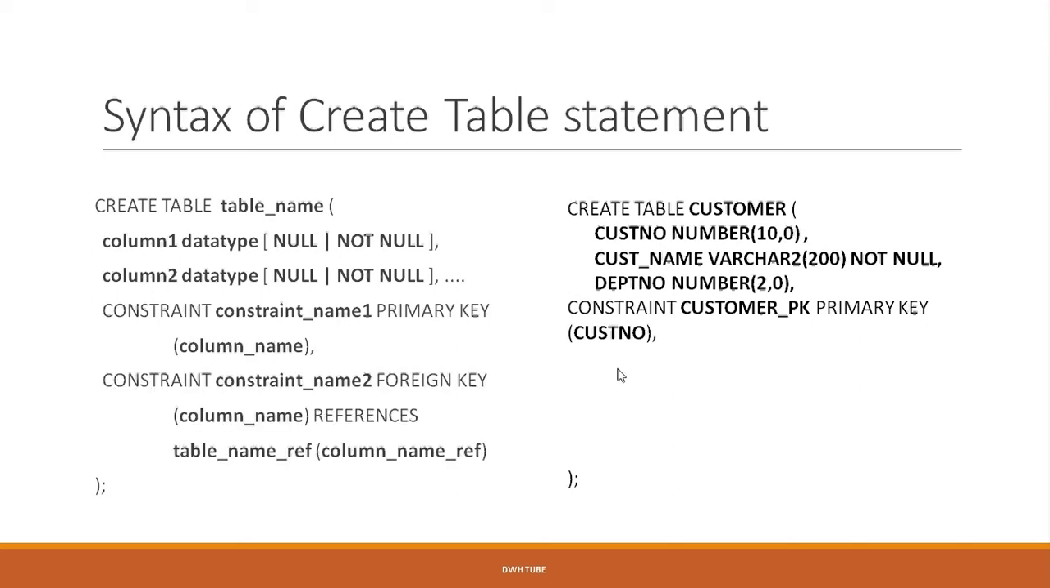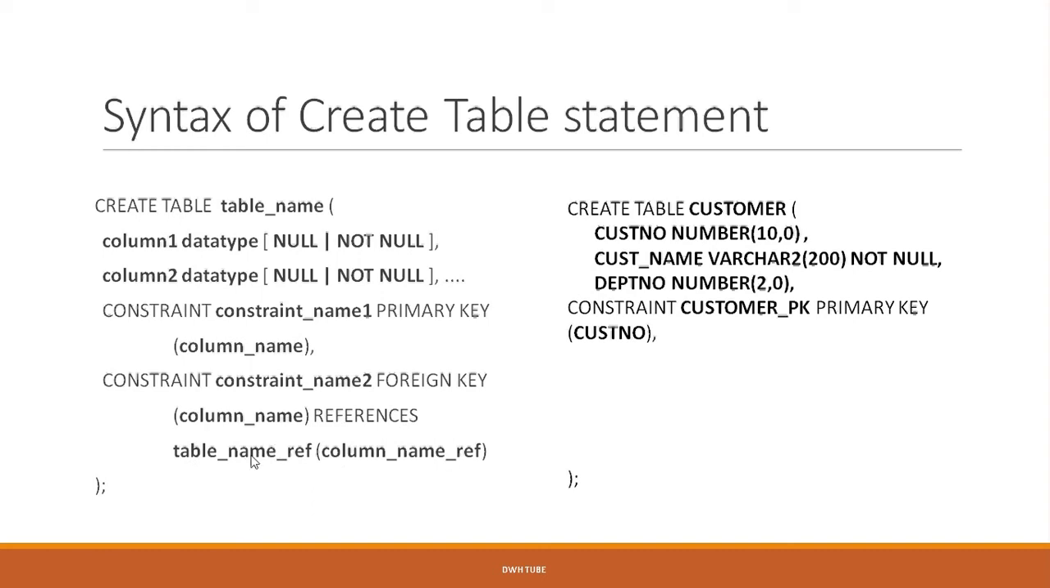Every table can contain several foreign keys, and how do you define those foreign keys? Using this syntax: constraint name, foreign key, then the column name. So this column name would be a column name of the table which we are creating, and reference is the table which we are referring to, and the column of that table which we are referring to.